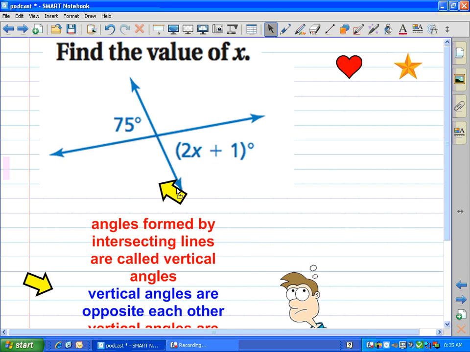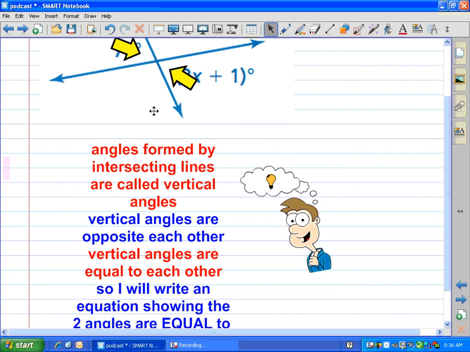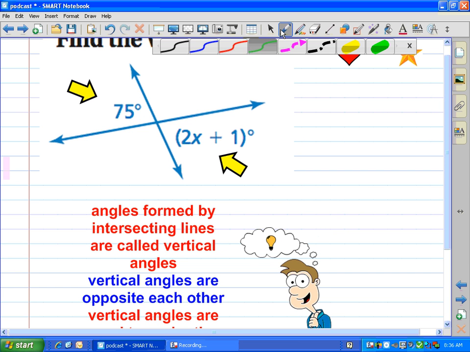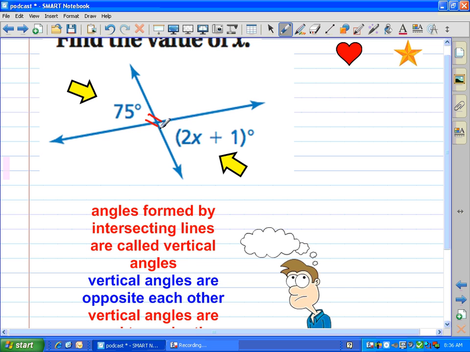So, visual peeps, you should be able to see that these angles are across from each other. They're clearly formed by intersecting lines, and vertical angles are equal to each other. So, since they're vertical angles, 75 degrees is going to equal 2x plus 1.